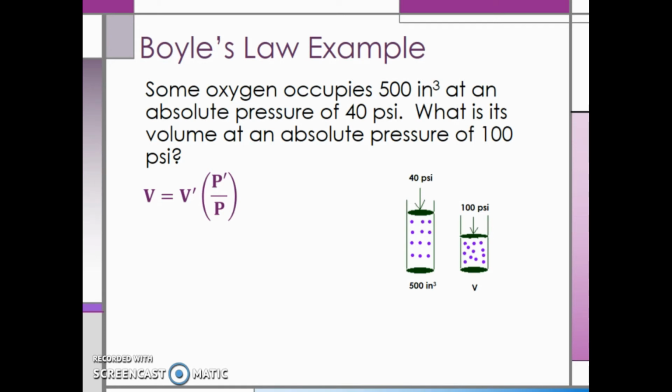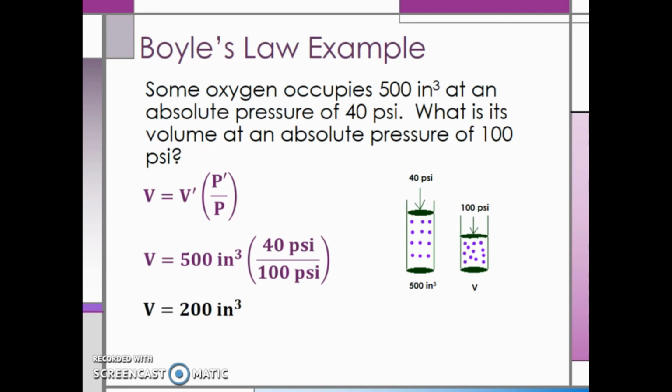We can substitute in 500 cubic inches for the original volume, V prime, and 40 psi as the original pressure, or P prime. The new pressure, or P, is 100 psi. Calculating, we see that the new volume, V, is equal to 200 cubic inches. This makes sense because the pressure is increasing, so that means the volume must be decreasing. This concludes our discussion on liquids and gases.